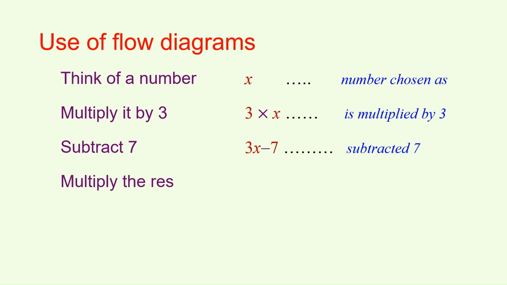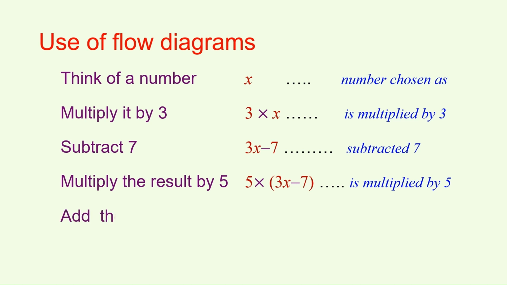Use of flow diagram. Follow the instructions as follows. Think of a number. Say x. Multiply it by 3. So it is 3x. Subtract 7. So it is 3 times x minus 7.